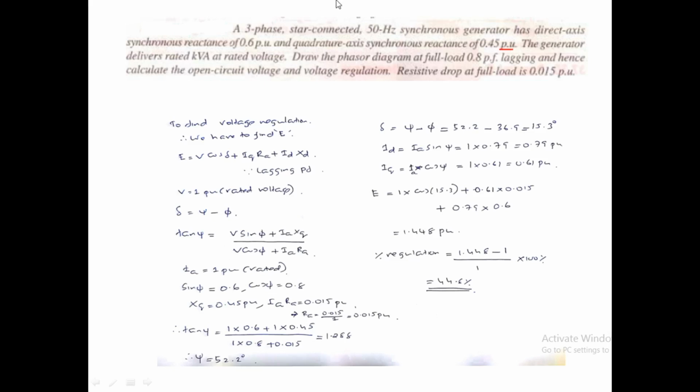The generator delivers rated kVA at a rated voltage. That means voltage is rated and power is rated, so current is also rated. So you can take V equal to 1 per unit and IA equal to 1 per unit. Draw the phasor diagram. Earlier also they asked to draw the phasor diagram, which you can draw from what you have studied in the earlier slides. At 0.8 power factor lagging, calculate the open circuit voltage and voltage regulation. Resistive drop at full load is 0.015.